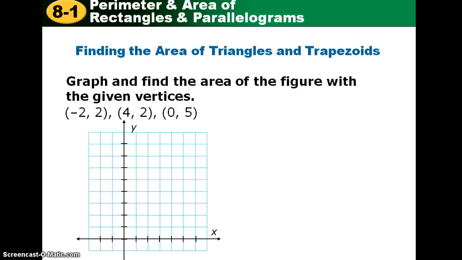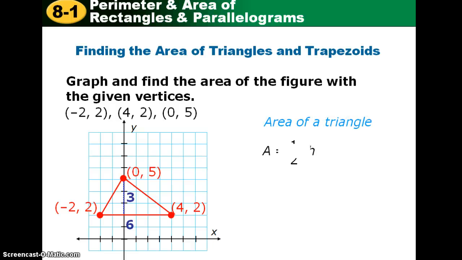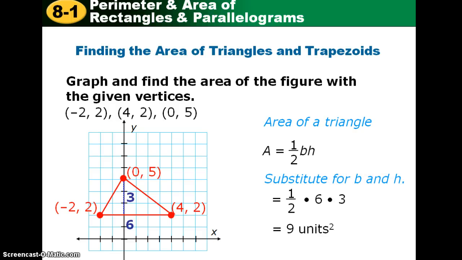Graph and find the area of the figure with the given vertices. Well, we have 3 points, so we have a triangle. So we need to find the area, which means we need the base and the height. The base would be 6. The height would be vertically perpendicular from 0, 5 straight down to form a 90-degree angle. So it's half the base times the height, which is half times 6 times 3, which is 9 square units.